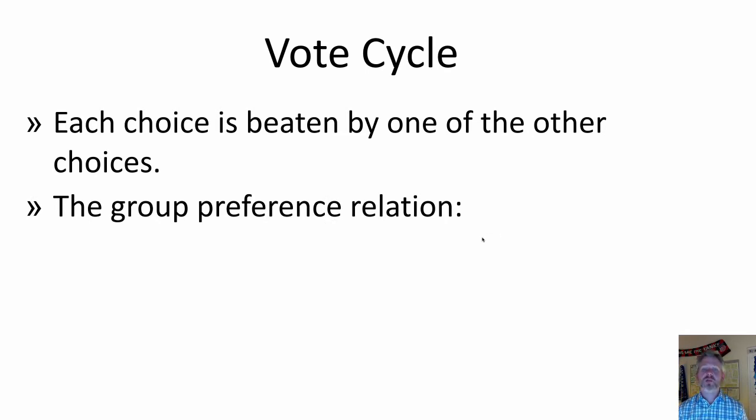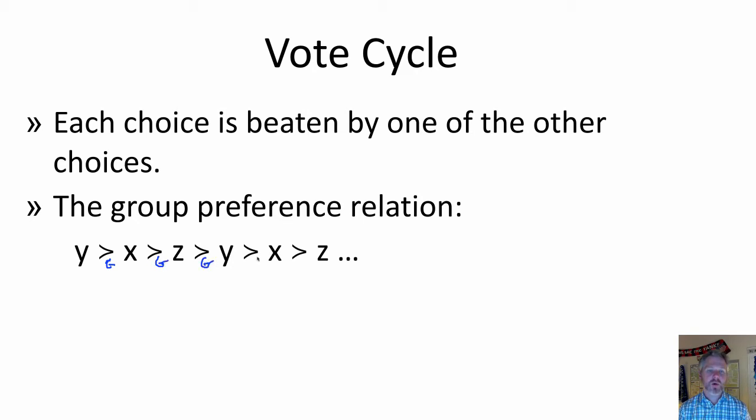So their group preference relation, if we wrote their group preferences out, would look like this. Actually we should put little g's on each of these strict preferences because it's for the whole group G, not one individual person. But as we saw, Y is preferred to X, X is preferred to Z, Z is preferred to Y, Y is preferred to X, X is preferred to Z, and so forth. It goes like that in a cycle.